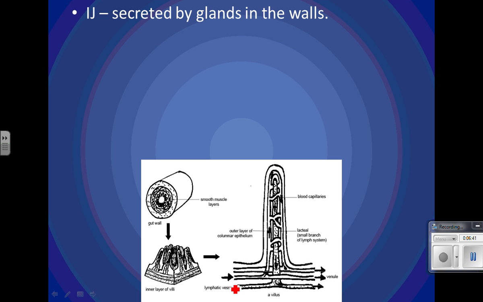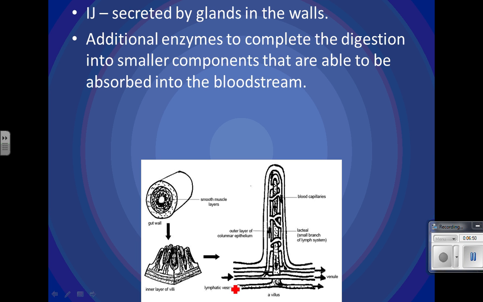Alright. Intestinal juices come from the walls. Okay, so glands in the walls of the small intestine complete additional enzymes that break those components down into yet smaller components, so they can be absorbed in the bloodstream. And this is what it looks like here.